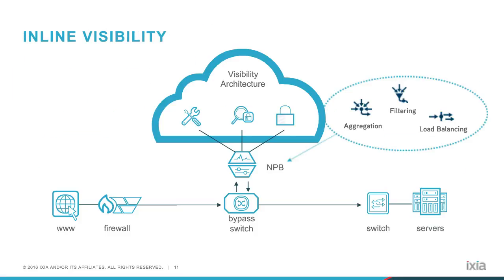Here is the second visibility solution that we commonly refer to as inline visibility. Simply put, this means that the tap, which is actually a bypass switch, and the packet broker are directly in the path of the data flow. If either of these components fail, the flow of data stops. Fortunately, solutions like the one from ICSI have failover and redundancy options that eliminate the failover concern.